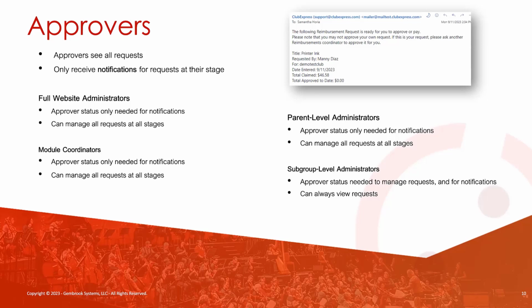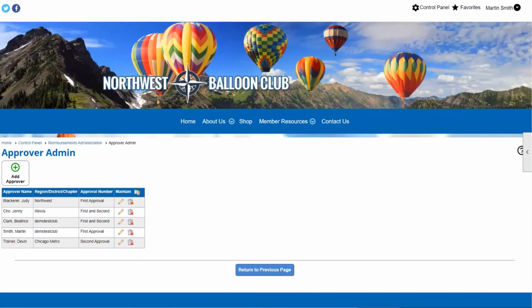So approvers are really, for the most part, needed just for those notifications. Again, as long as you have access to the module, you have access to manage all of those requests, with the exception of subgroup level administrators. And if you are ultra curious about what all of those terms mean, we highly encourage you to go back and watch our previous webinars about website security and the different levels of access.